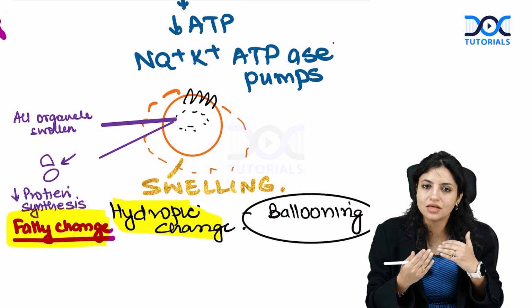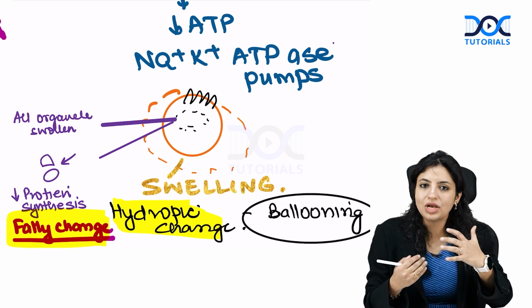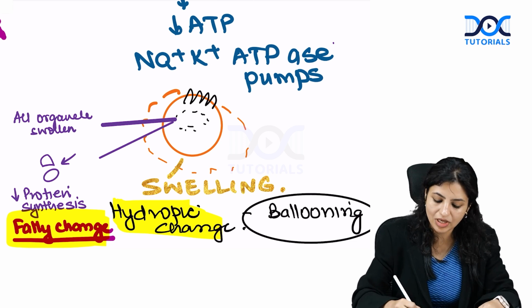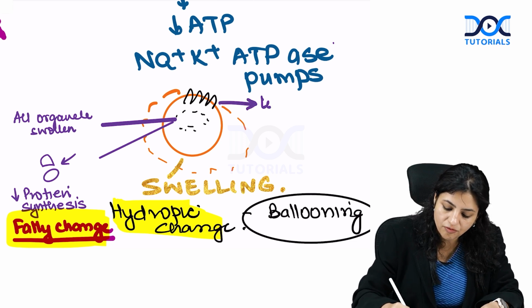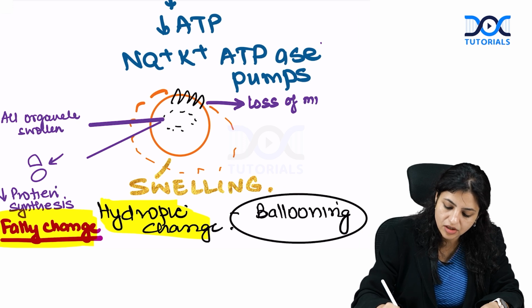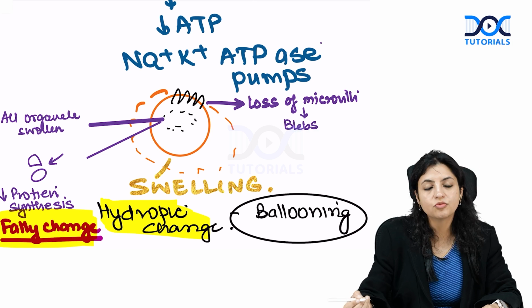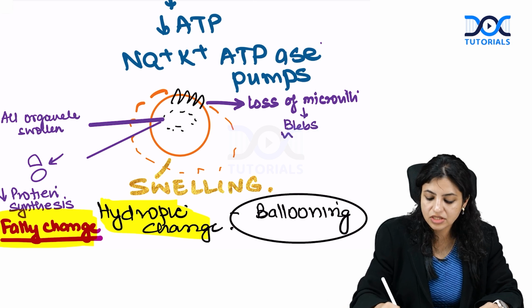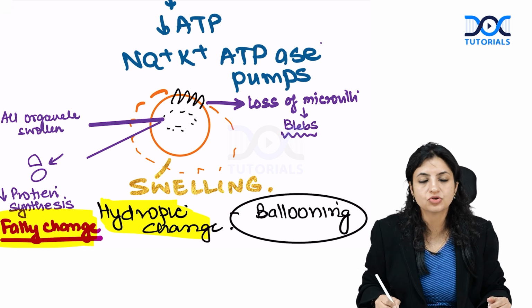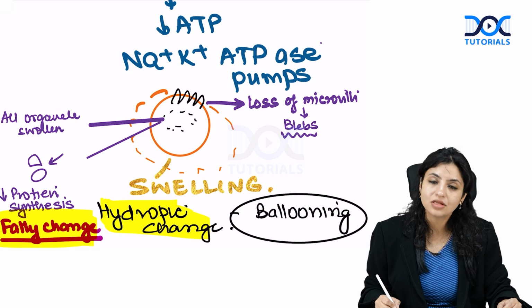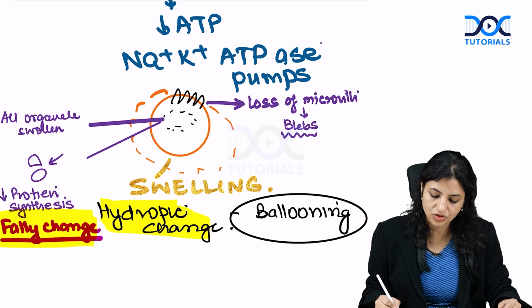What about outside the cell? So when the cell is swelling, the microvilli on the top will also get lost because of swelling. So there will be loss of microvilli. Sometimes so much water comes inside the cell that this leads to formation of blebs. So bleb formation starts, and this can be seen under electron microscopy. If you look at electron microscopy, the microvilli are lost and the blebs are formed. That's a very classical feature of reversible cell injury.